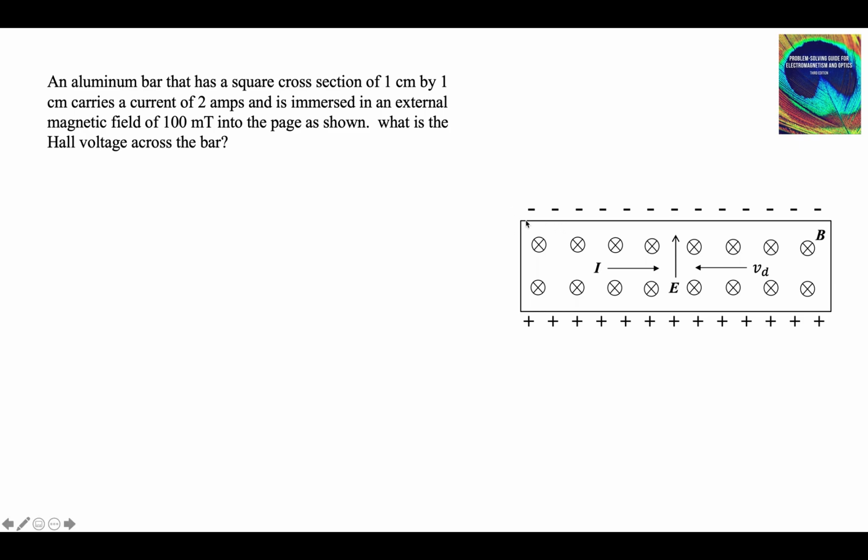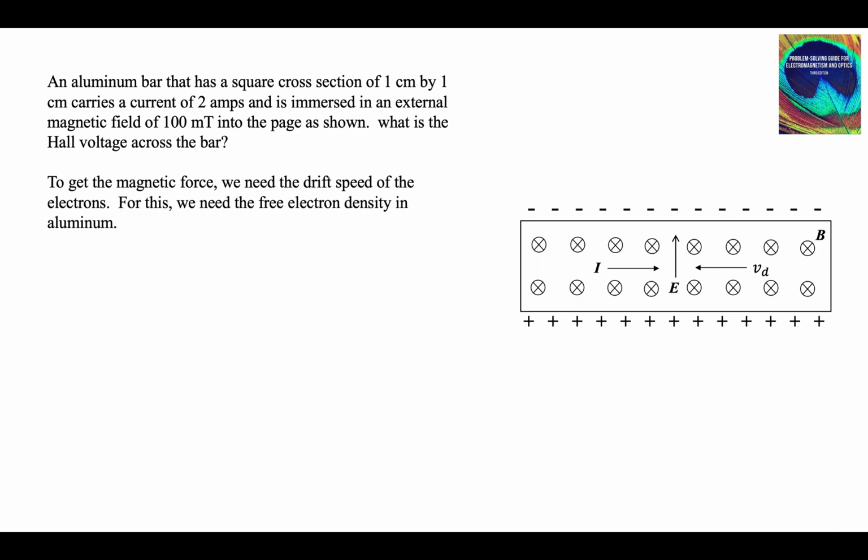Aluminum bar is a square cross section, 1 centimeter by 1 centimeter. The height's 1 centimeter. The depth is 1 centimeter. It's carrying a current of 2 amps to the right. Electrons are drifting to the left. The external magnetic field is 100 millitesla into the page. What's the Hall voltage? The vertical Hall voltage.